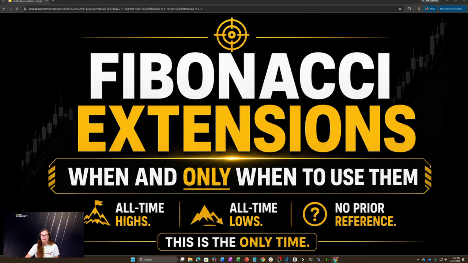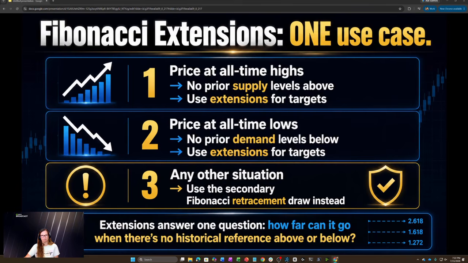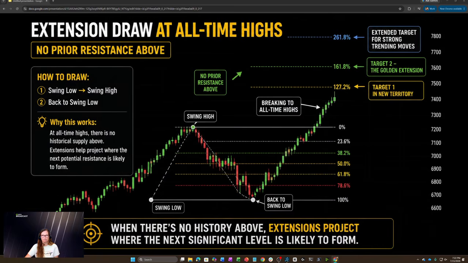All right, the last piece, the Fibonacci extensions. And I want to start by being very specific about when I do and do not use these, because extensions can be drawn anywhere and drawn everywhere, and they become noise. I have one specific rule for when extensions come out. I use Fibonacci extensions only when price is at or approaching all-time highs or all-time lows. That is the only situation.